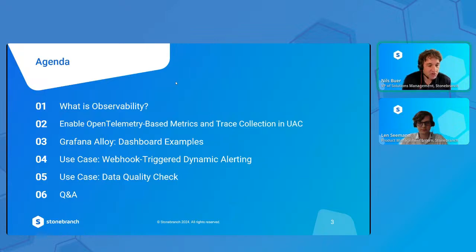We are going to show you some use cases where we really connect Grafana with our Universal Automation Center. So you will see some automatically triggered alerting from Grafana towards Universal Automation Center. And I'm going to show you some data quality checks. So we will also look into the data, not just scheduling it, that we are going to show at the end. And finally, a Q&A.